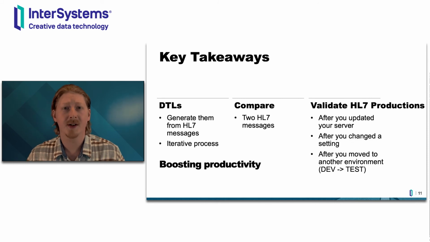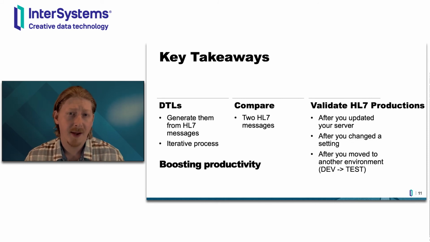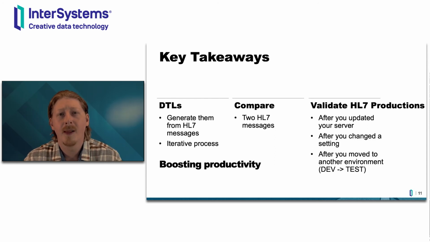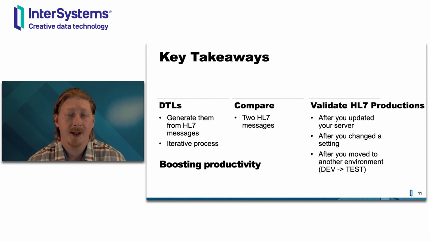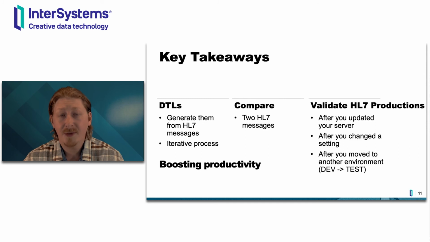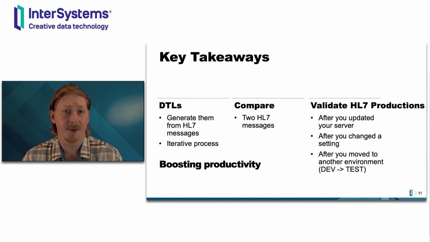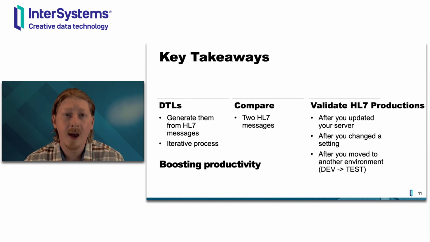As a secondary side note, we also saw a tool to compare HL7 messages, especially in batches, so that can be useful. And the first big topic that we covered was how you can validate HL7 productions, after you've upgraded your server, or you introduce changes to your production, or when you move from one environment to another, let's say dev to test. All of these tools together build the final building blocks of the HL7 productivity toolkit that we introduced last year.